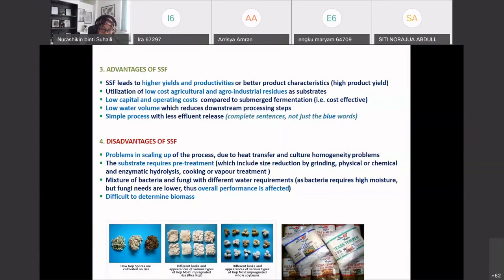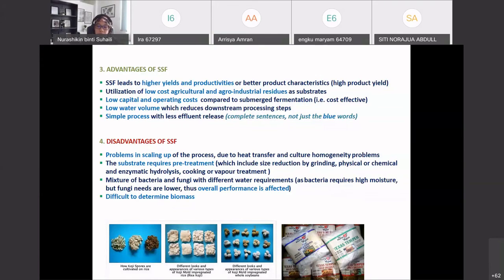Mixture of bacteria and fungi with different water requirements, as bacteria require high moisture, but fungi needs are lower. That's overall expected. This one is applicable for a process that uses a consortium of bacteria and fungi. Some fermentation processes don't use only one type of microbe. They use what we call a consortium. A consortium is a combination of many types of microbes. For example, ragi is like a consortium of microbes. It has many types of microbes.